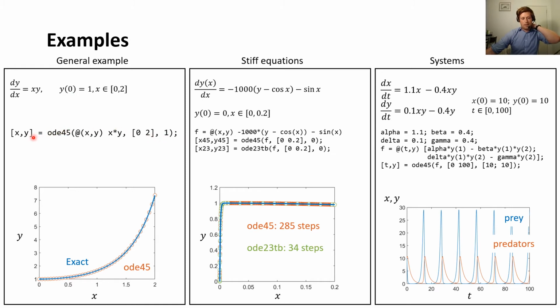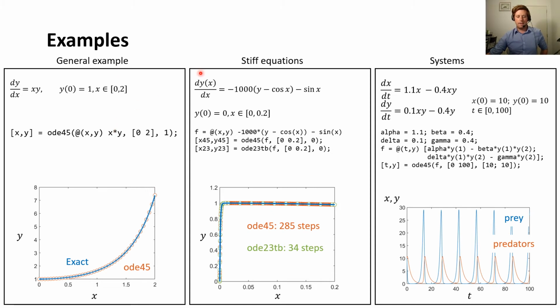So just calling this will return a vector x, a vector y, and I plotted them here so that we have the exact solution, and I believe it's e to the power x squared over 2, as well as the numerical solution of ODE45. And you see that they fit, at least on this plot, qualitatively virtually perfectly. So that's our general example.